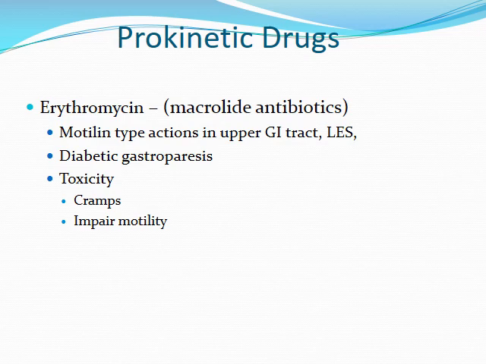And then we also have erythromycin, which, as you guys remember, is a macrolide antibiotic. But the nice thing here is that it can work as a pro-motility agent, since it works on the motilin receptor, or it works on the same receptors as motilin does, in the upper GI tract and the lower esophageal sphincter. So most oftentimes, you'll see it for issues of diabetic gastroparesis, especially like I see it most often in young children, especially like diabetics and whatnot.